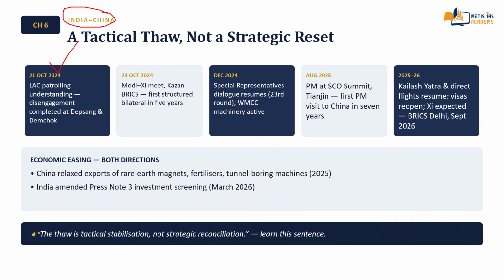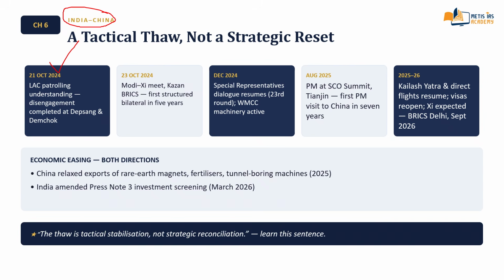However, for UPSC, the important issue is not the description of individual incidents. The important issue is the strategic principle that now guides India's policy. What is that strategic principle?